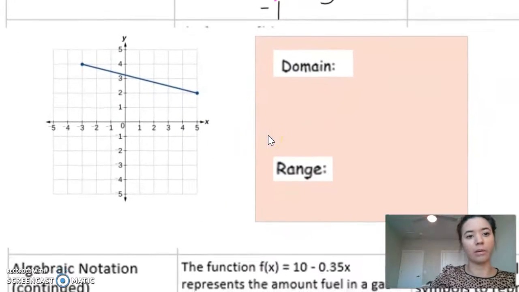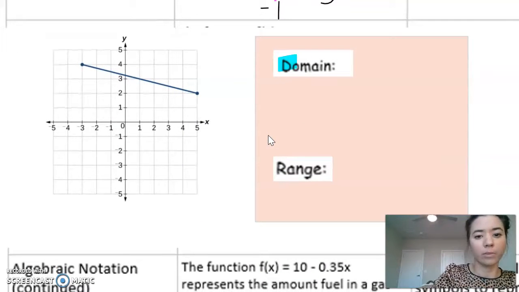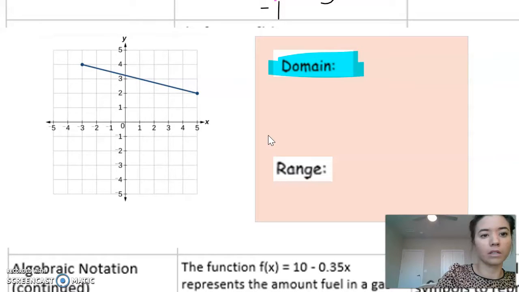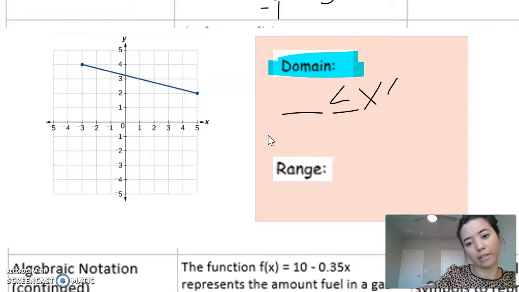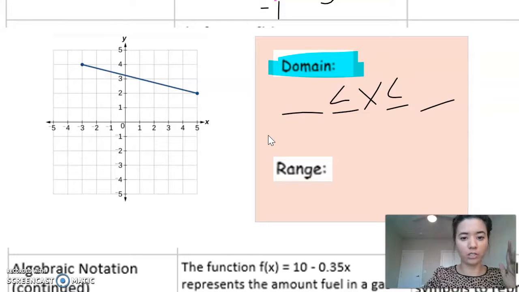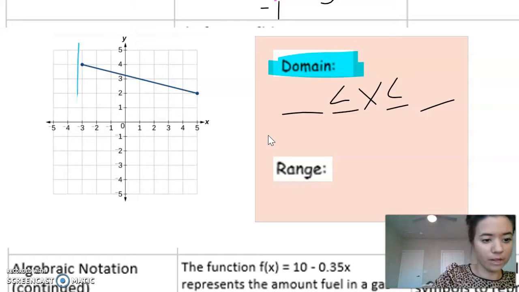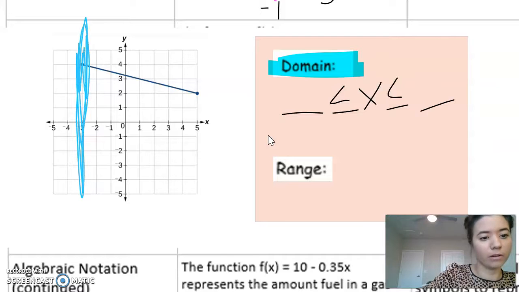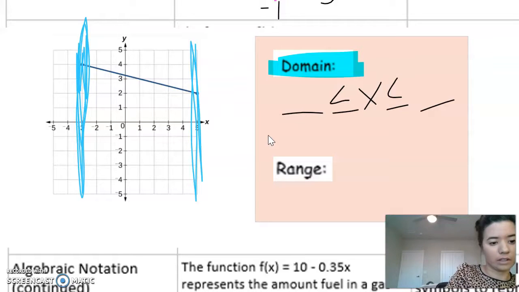Alright, I'm going to do the same thing. I'm going to color coordinate this here. So I'm going to do my domain in blue. So again, this is going to look like something, inequality, x. Okay, so I'm going to look at the farthest left my graph reaches, the lowest x value. I can draw a line right here. And then the furthest right it reaches, which is right here. And that's at the value -3. And then 5.